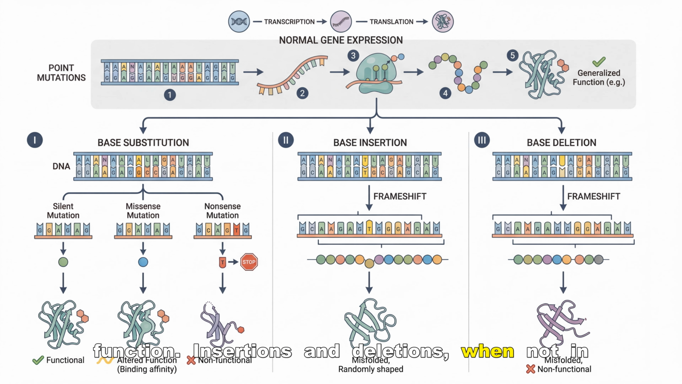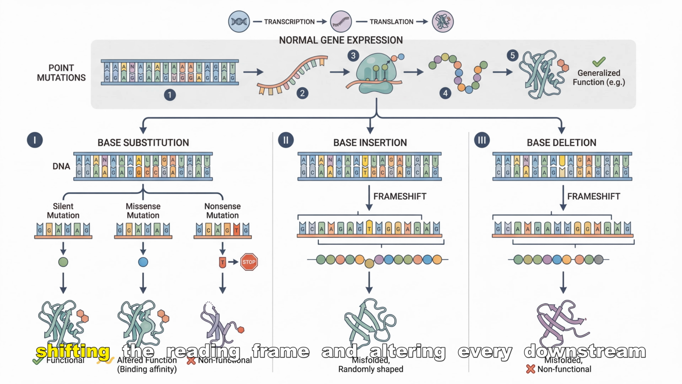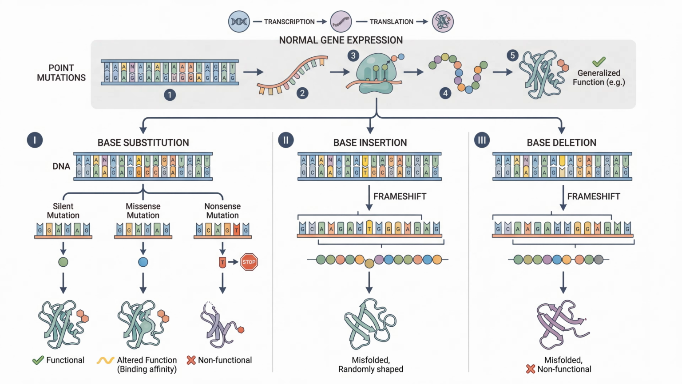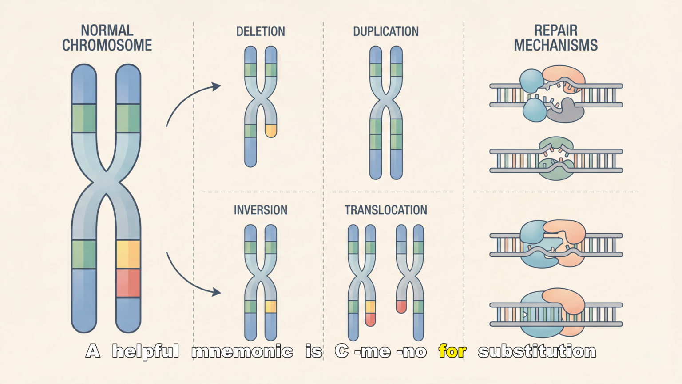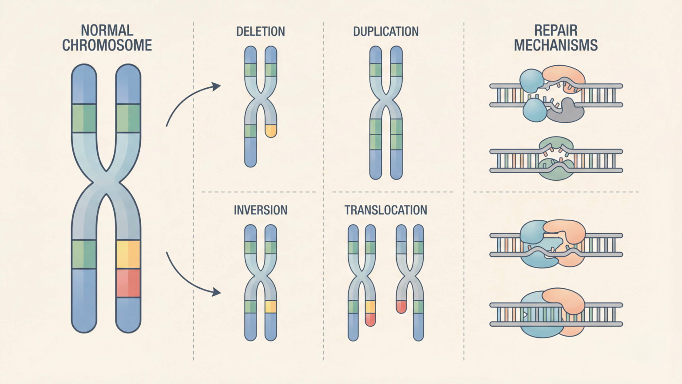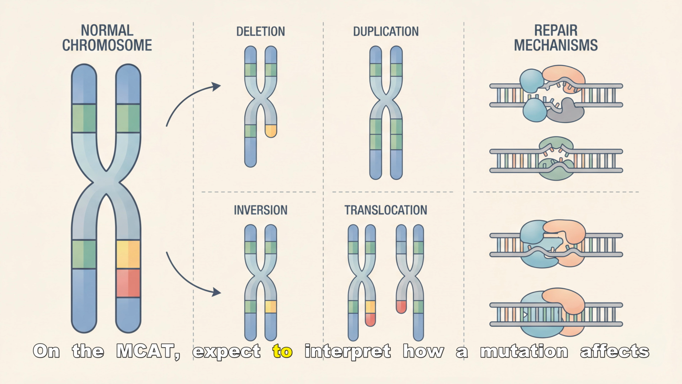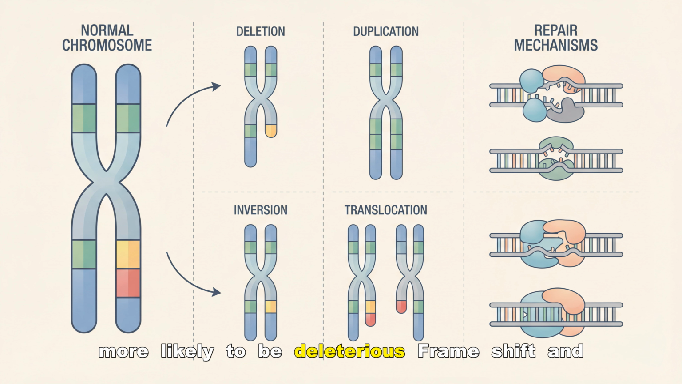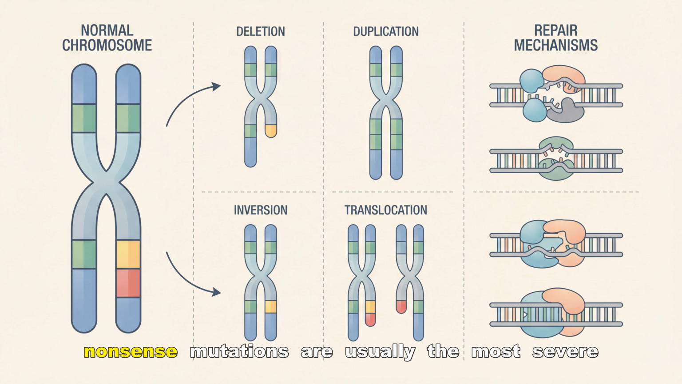Insertions and deletions, when not in multiples of 3, cause frameshift mutations, shifting the reading frame and altering every downstream amino acid, typically producing non-functional proteins. A helpful mnemonic is CMINO for substitution types: silent, missense, nonsense. On the MCAT, expect to interpret how a mutation affects protein function, or to predict whether a mutation is more likely to be deleterious. Frameshift and nonsense mutations are usually the most severe.